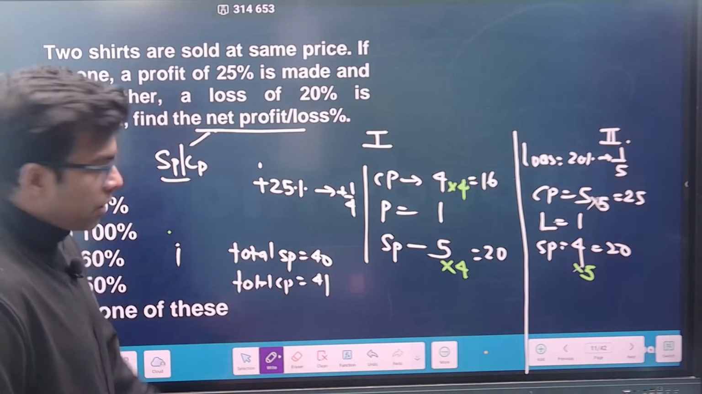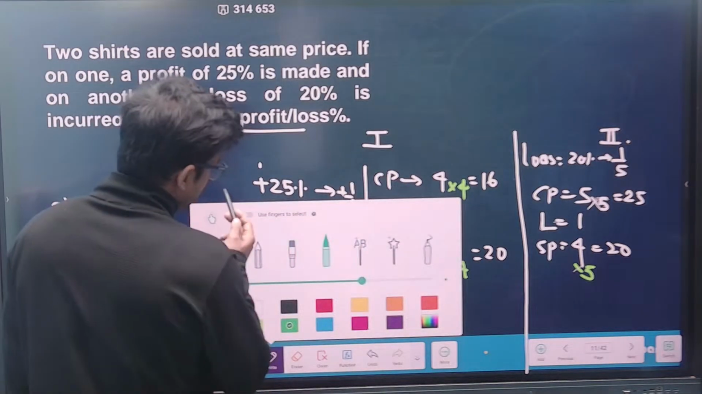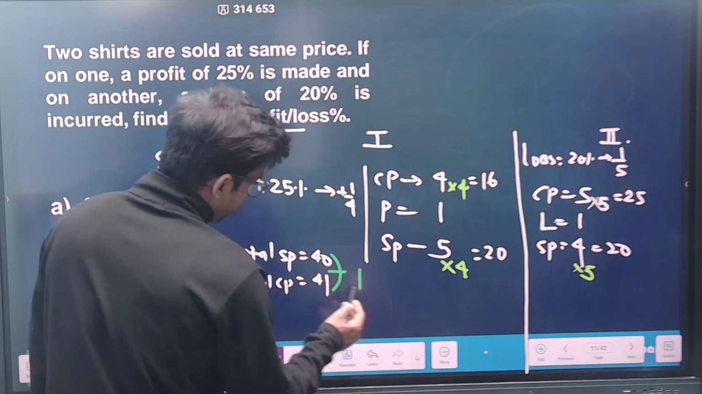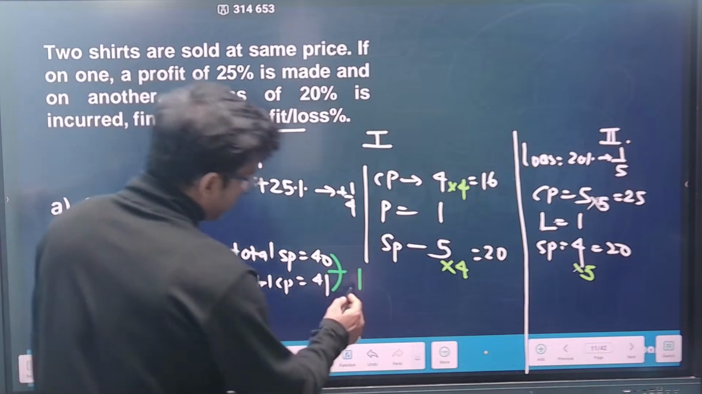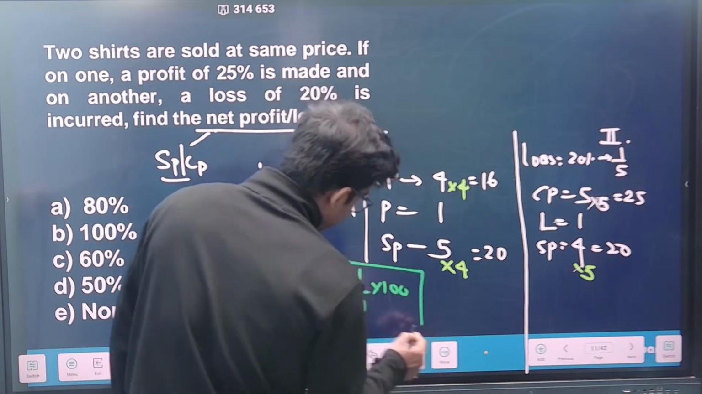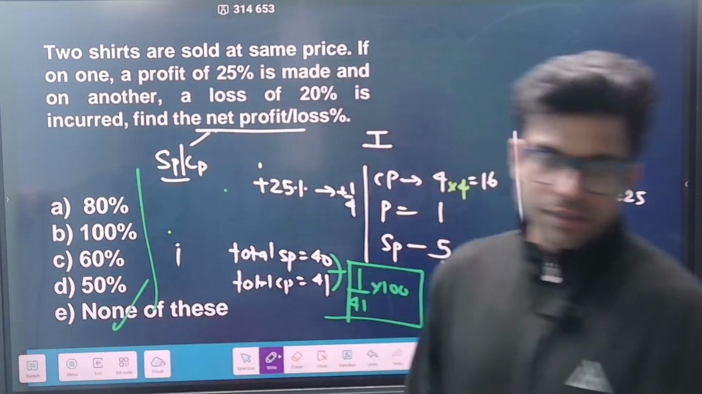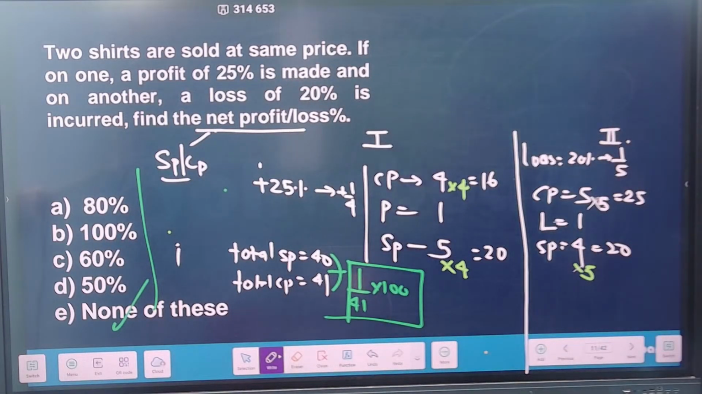You need to understand, na? There is basically a loss, guys. There's basically a loss of 1 on 41 multiplied by 100. This could be my answer and none of the options match. So option number E is the correct answer. Now come on, say, is it fine or not? Is this fine or not?